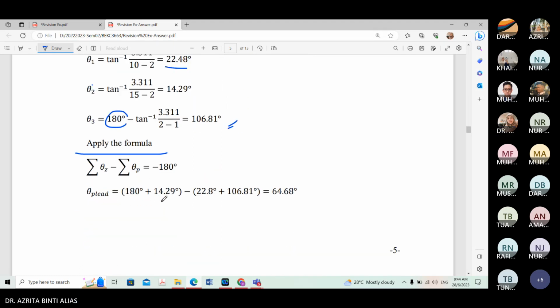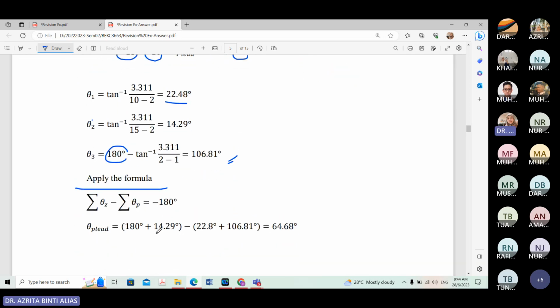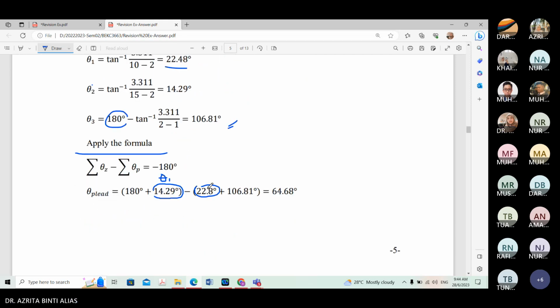Zeros. Oh, I got it reversed, this is wrong. So there is a mistake. I swapped the angles. So this value should be theta 1, since theta 1 is our theta from the zeros, and the angle here should be theta 2.